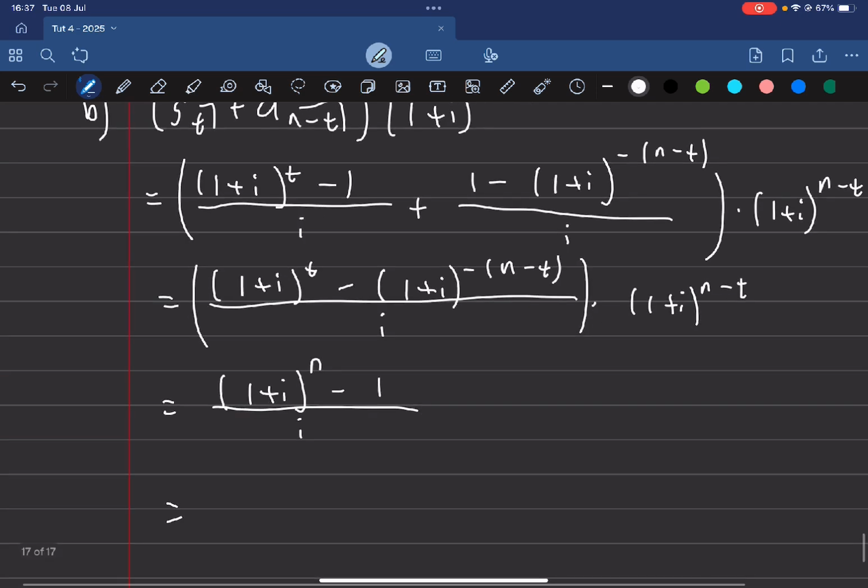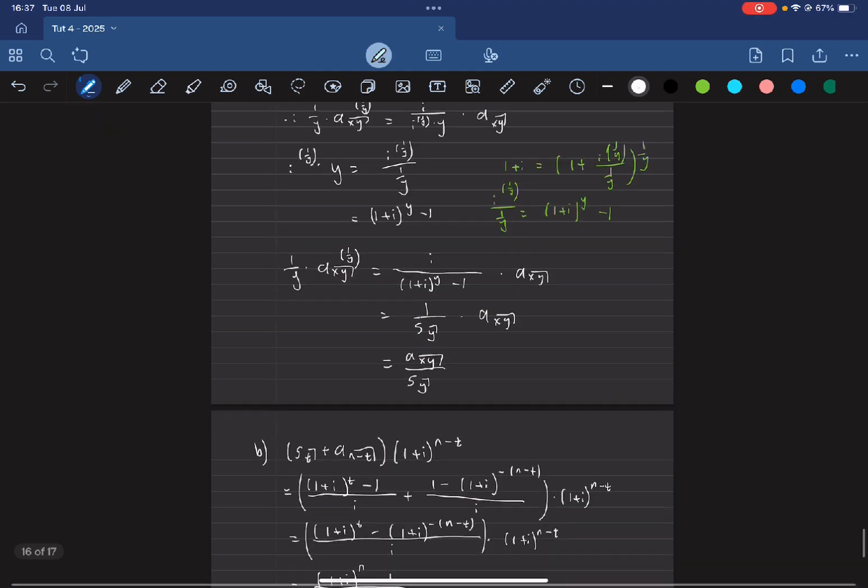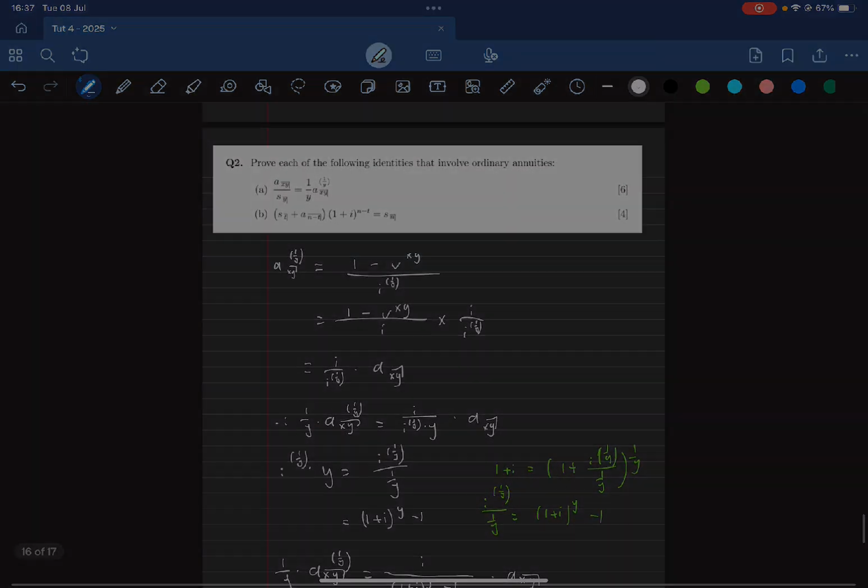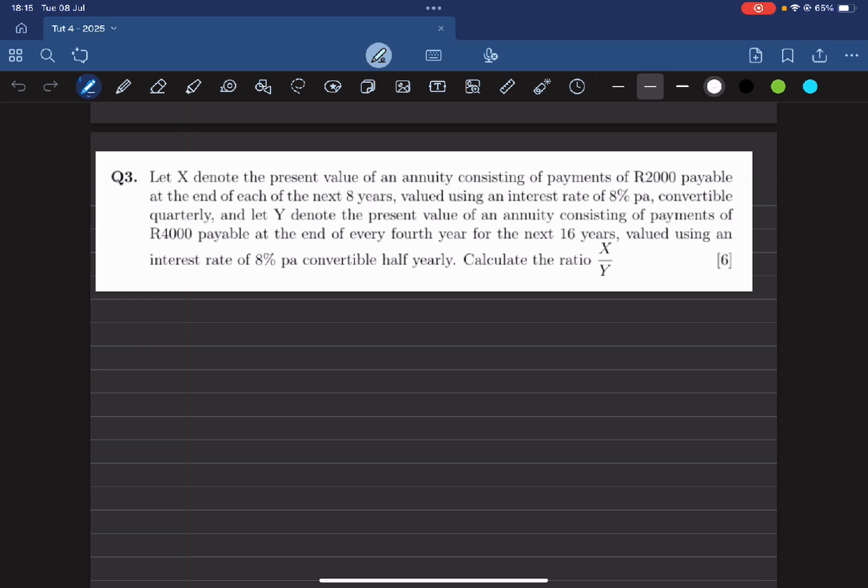And we can see that this is the formula for the future value annuity for n periods. And we have just proved what we wanted to prove. And that's the end of question 2. Now let's have a look at question 3.